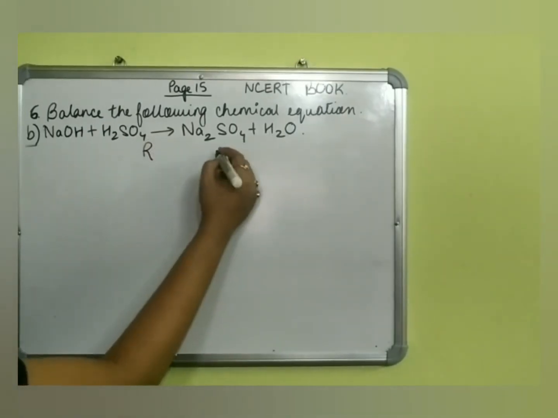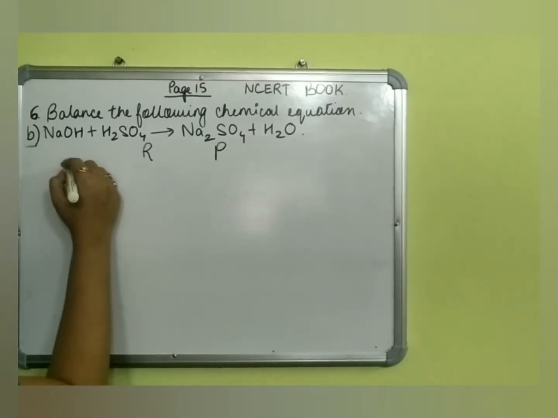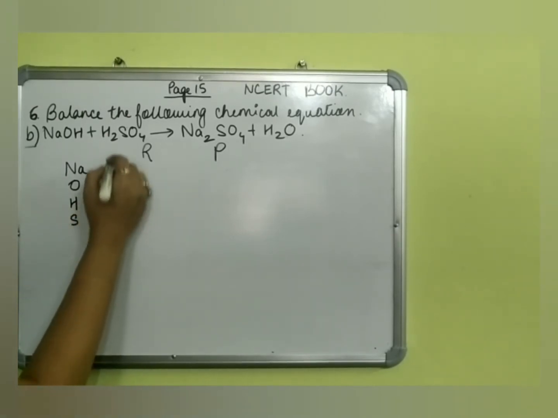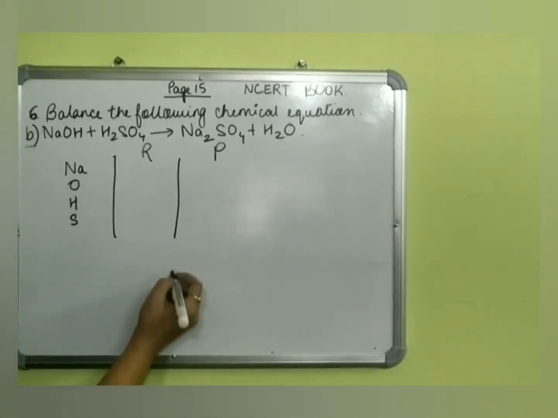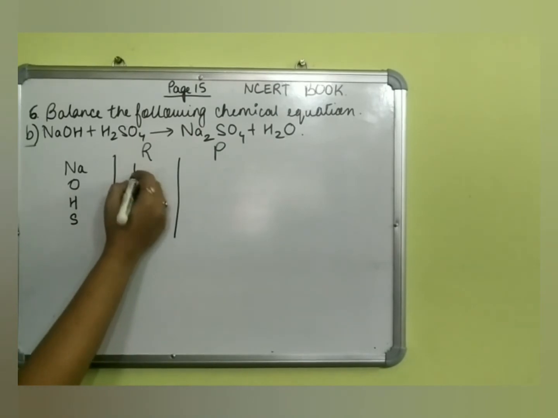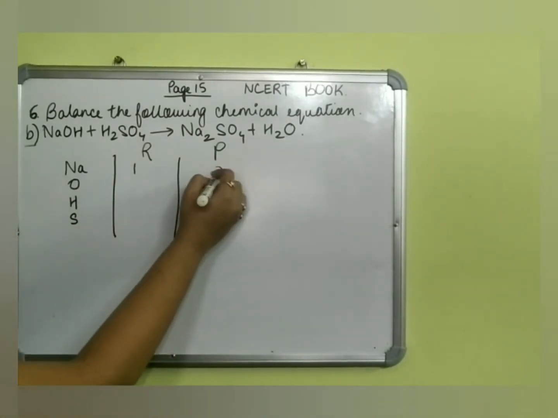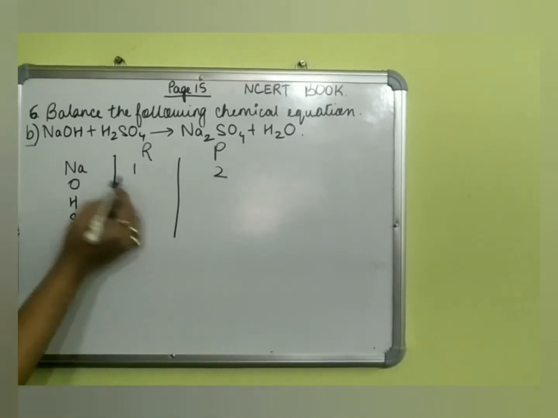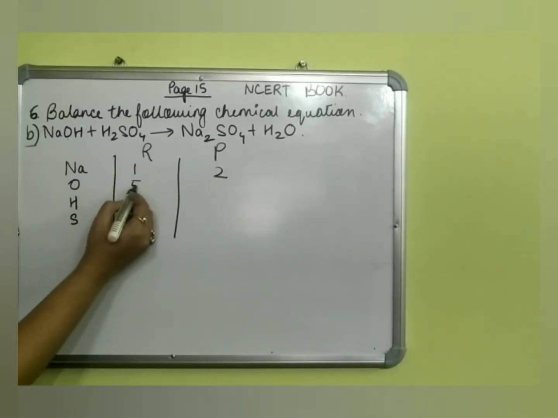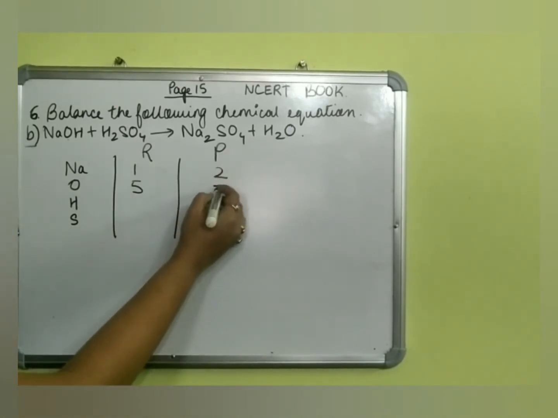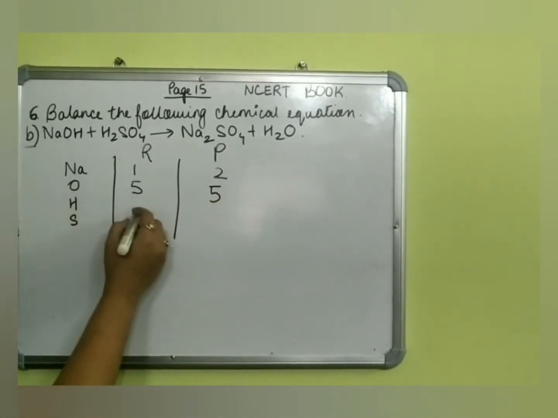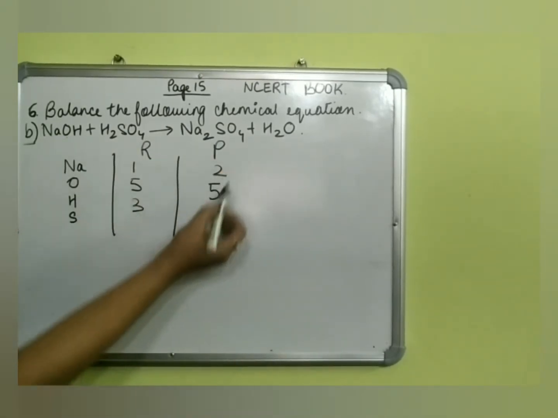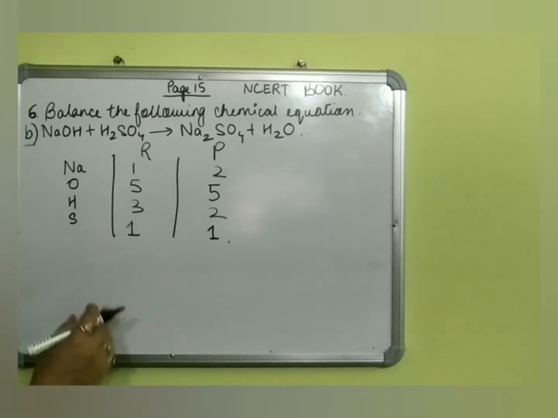For question B, reactant I am writing and product I am writing. So the question is NaOH plus H2SO4, and it will give us Na2SO4 plus H2O. So here I am making 2 columns. Sodium, I have 1 sodium atom, and in the product I have 2 sodium atoms. Oxygen I have 1 plus 4, it will be 5, and in the product side I have 5. For hydrogen I have 3 hydrogen in the reactant side and 2 in the product side. For sulfur also I am writing 1 and 1.